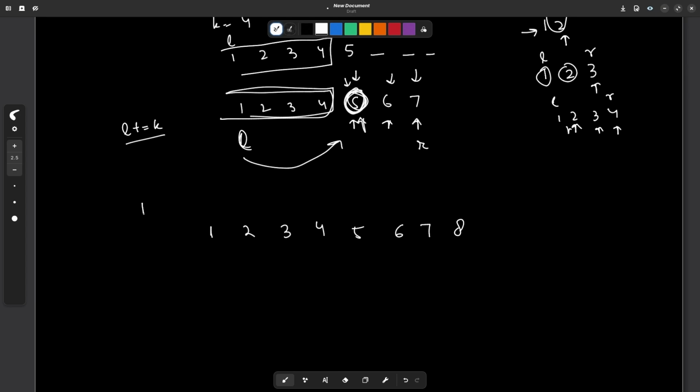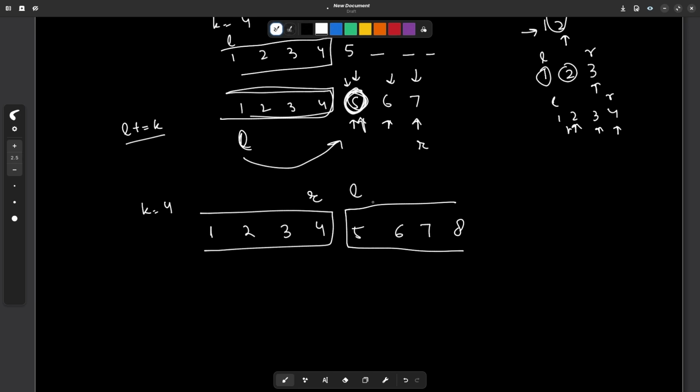So if you see, if the value of k is 4 here, so you will form these 4 elements and then you will form these 4 elements, right? Now after this operation is completed, the right pointer will be here and the left pointer will be here.